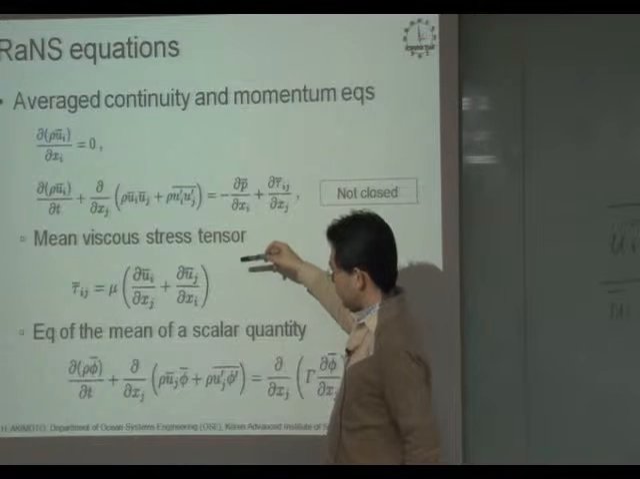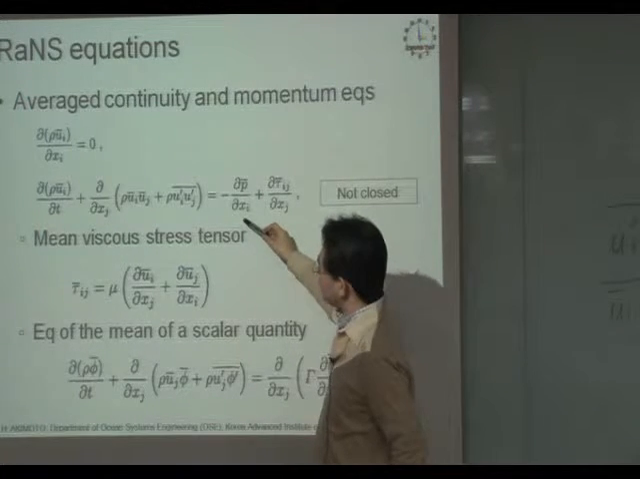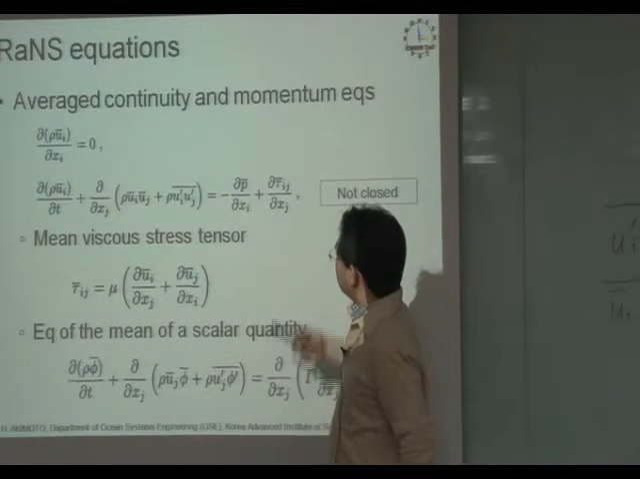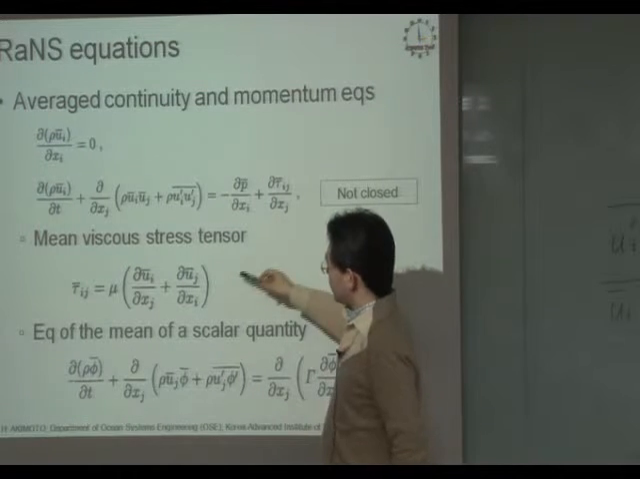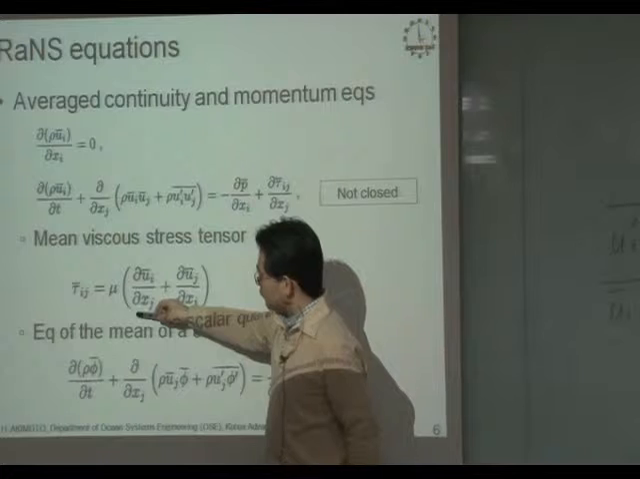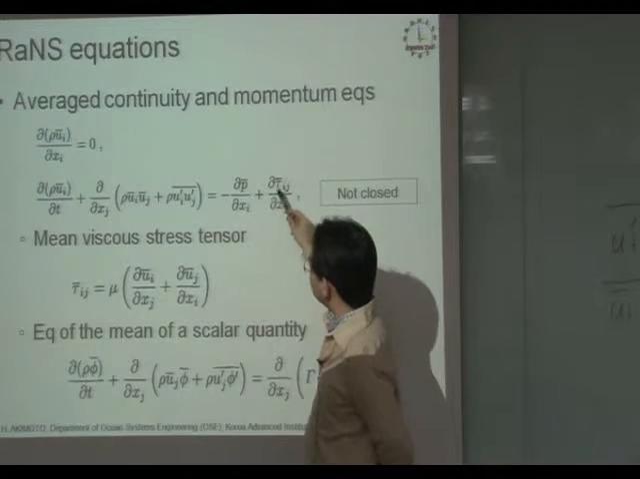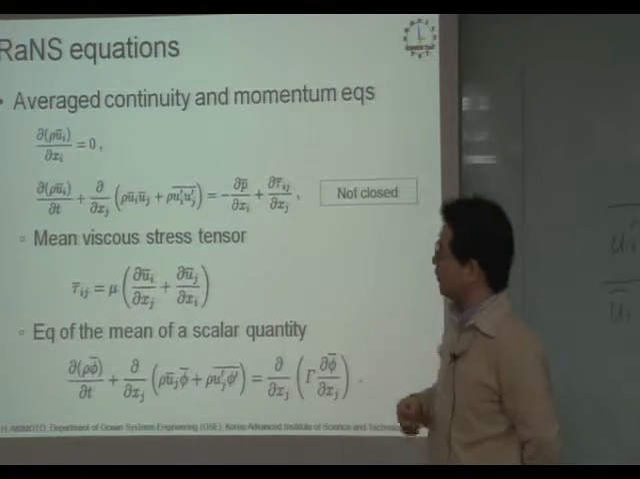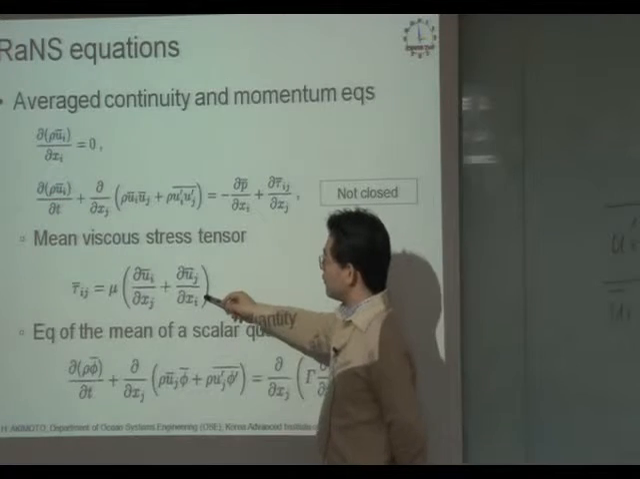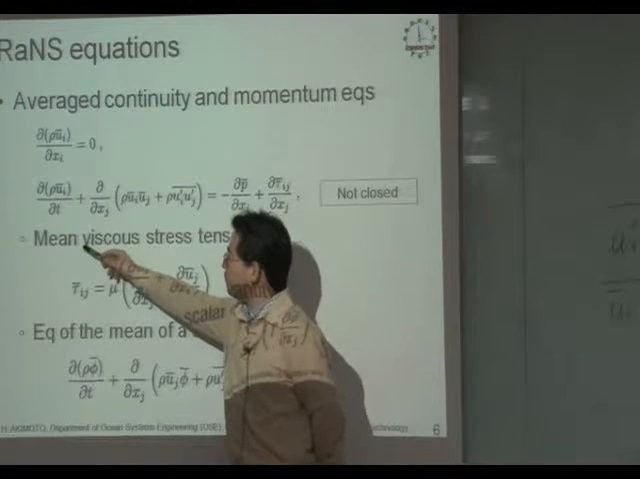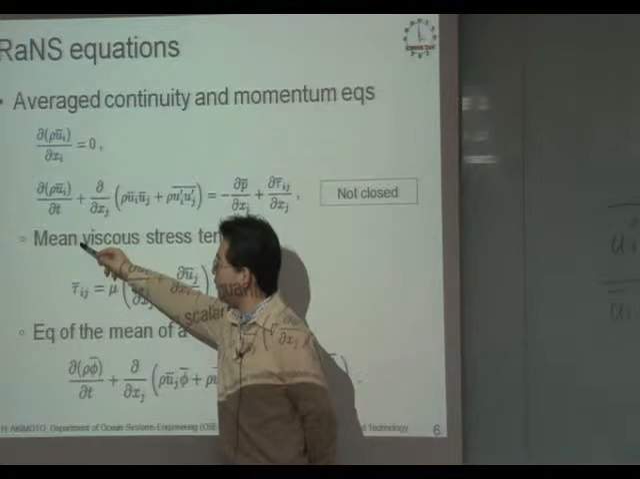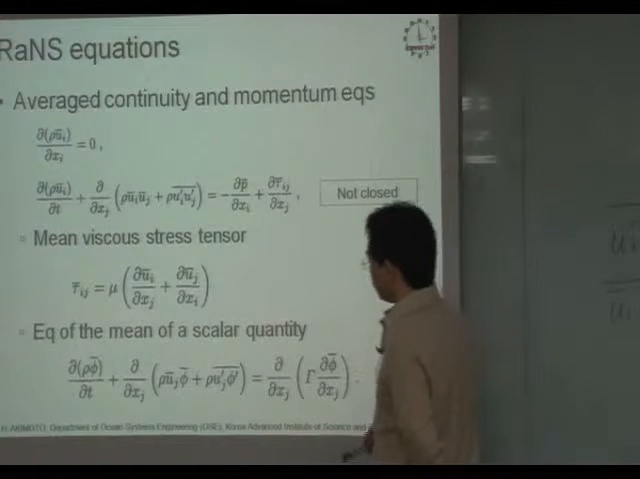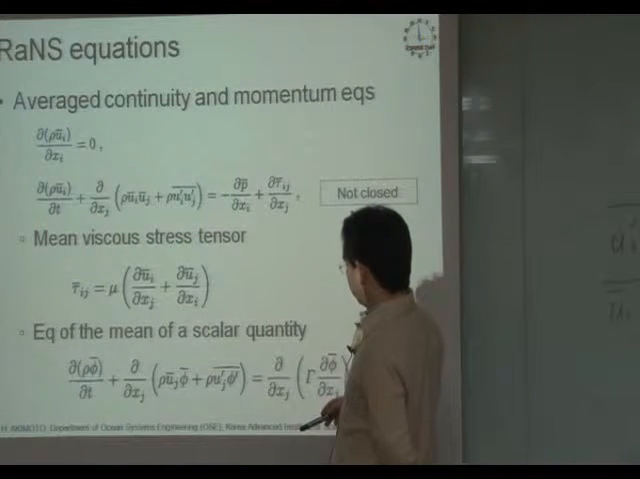Before going to the closure consideration, we have to check the definition of these equations. In this equation, tau ij is written like this. The tau ij is introduced only for the convenience of writing. It is the stress tensor of the mean flow velocity, the mean velocity field.